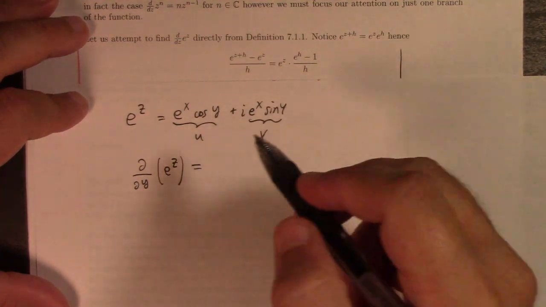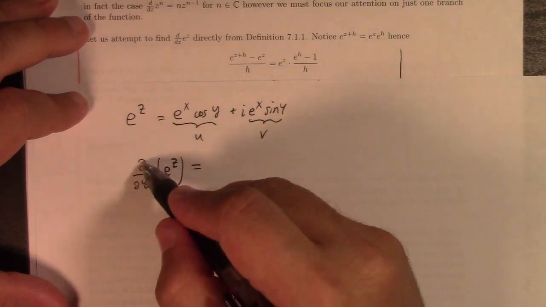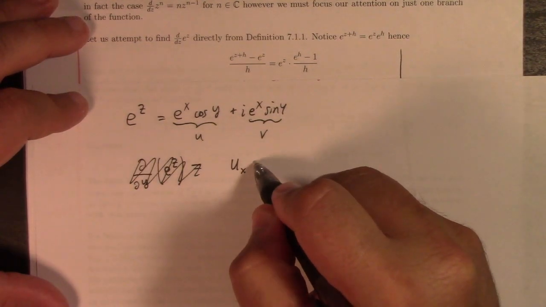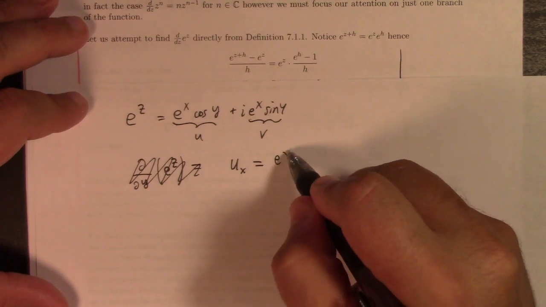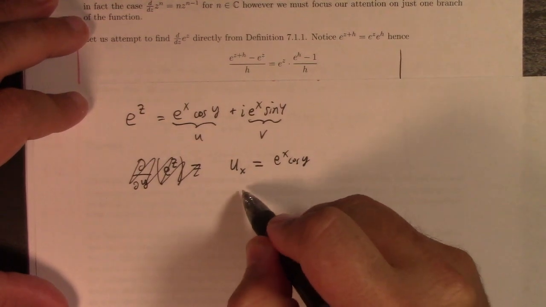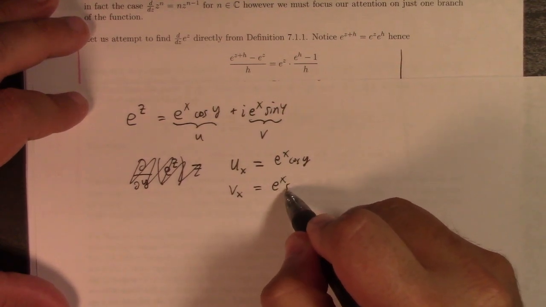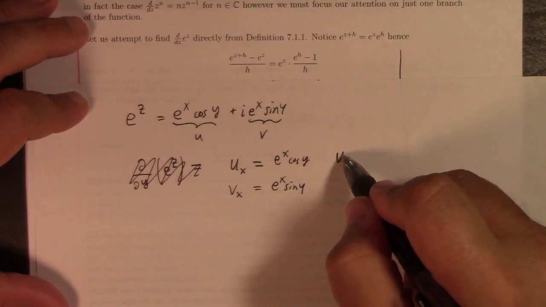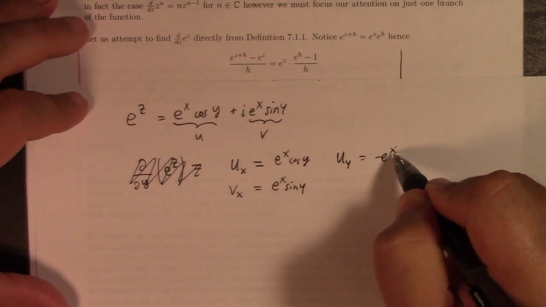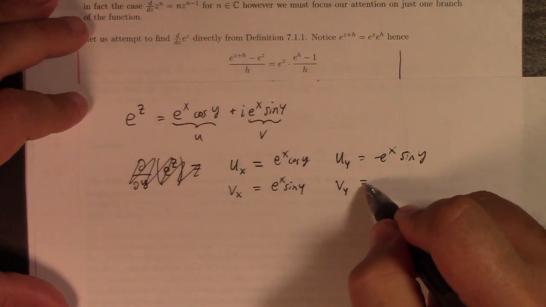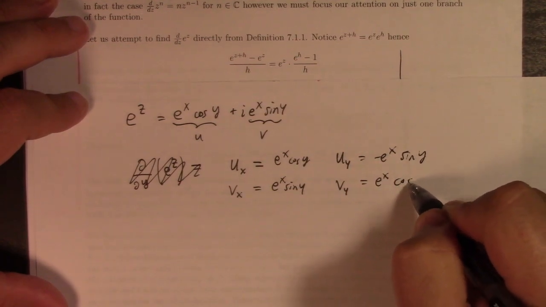Oh, I'm sorry. It's the A calculus. It's influencing me too much. Let's just do ux equals to what? It's e to the x cosine y. I'll try to be normal for once. Vx equals to what? e to the x sine y. What's uy? Uy is minus e to the x sine y. What's vy? Vy is e to the x cosine y, right?